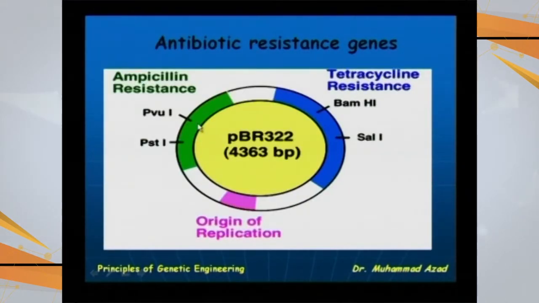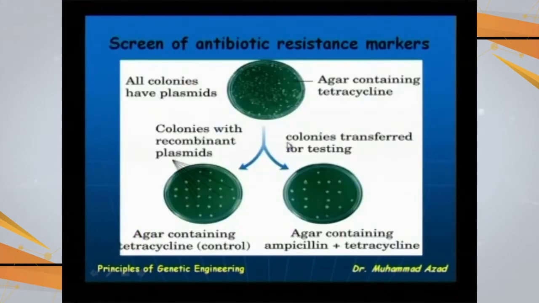Antibiotic resistant genes are usually present on the plasmids. So this is the gene for ampicillin resistance, and this is the gene for tetracycline resistance, and these resistance genes are used for the identification of the bacteria which have taken up the recombinant DNA.